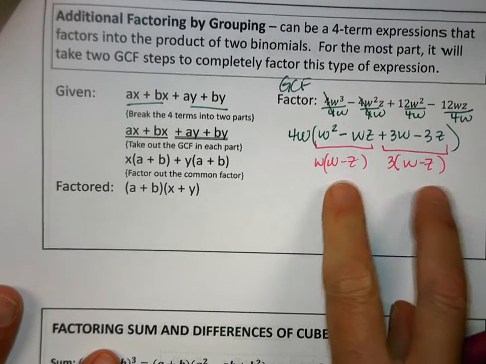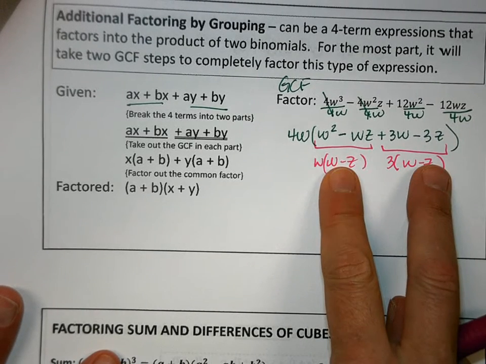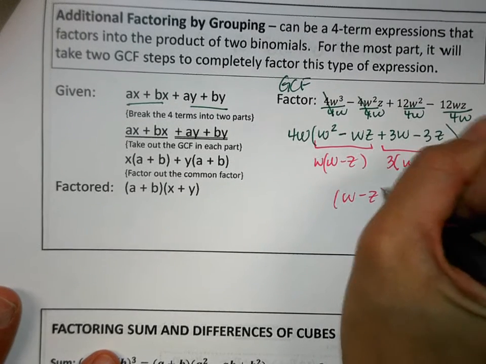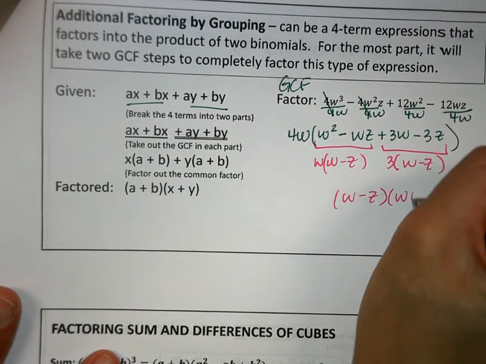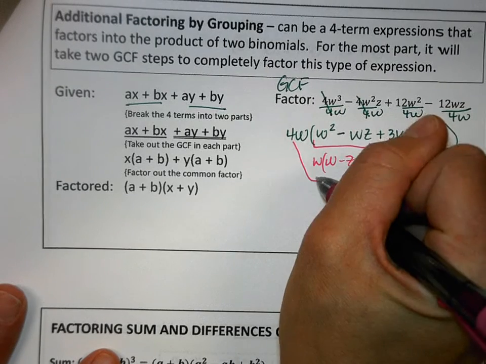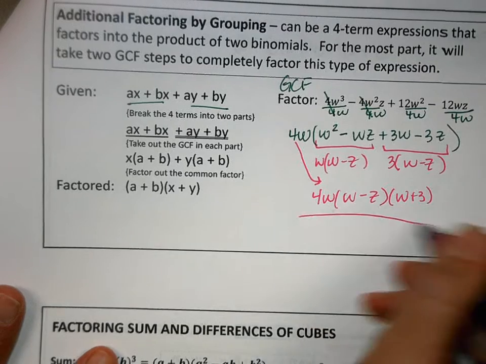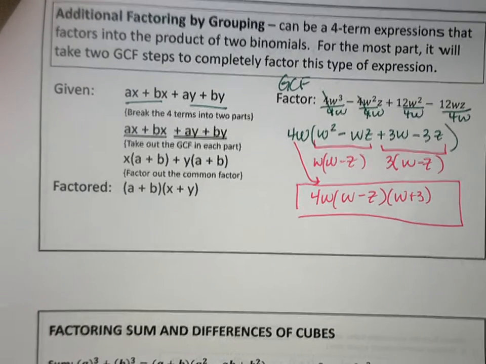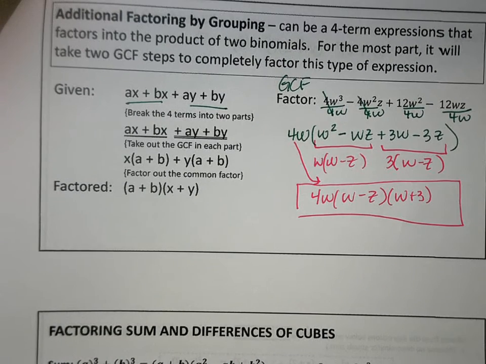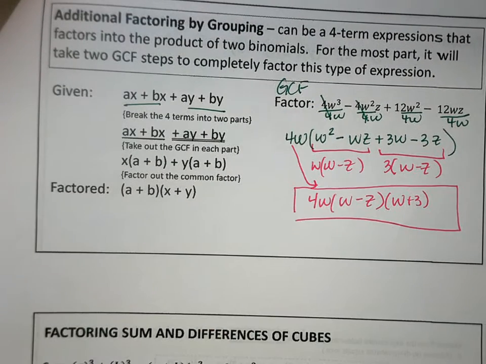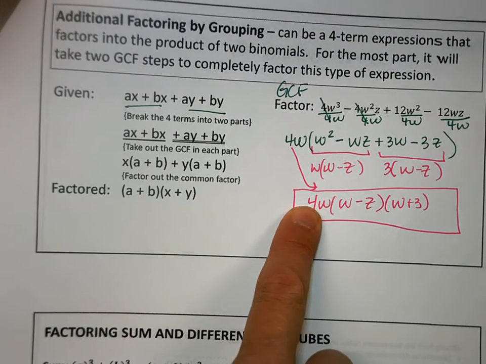And so therefore, my GCF of the whole problem here now is W minus Z, and I'm left with W plus 3. And then don't forget that you have to bring down your 4W. And so this is my final answer. Remember that if you were to re-multiply this out, it should go back to the original problem. Okay? If you left off that 4W, it wouldn't multiply out to be the correct problem. Okay. Do we have questions?